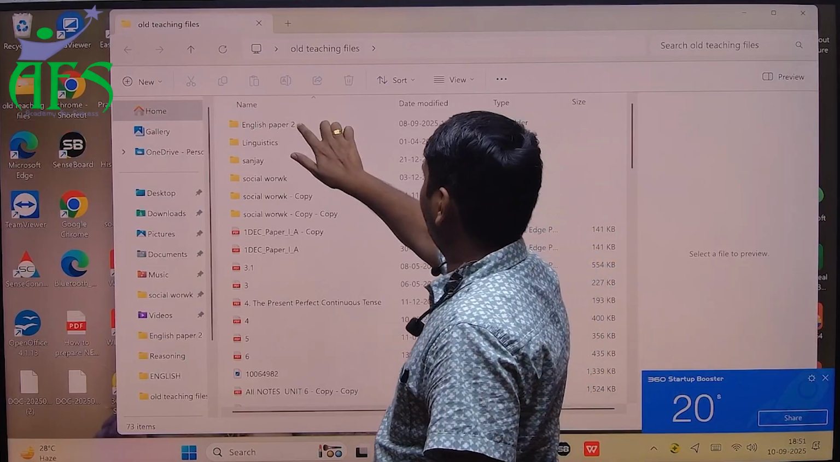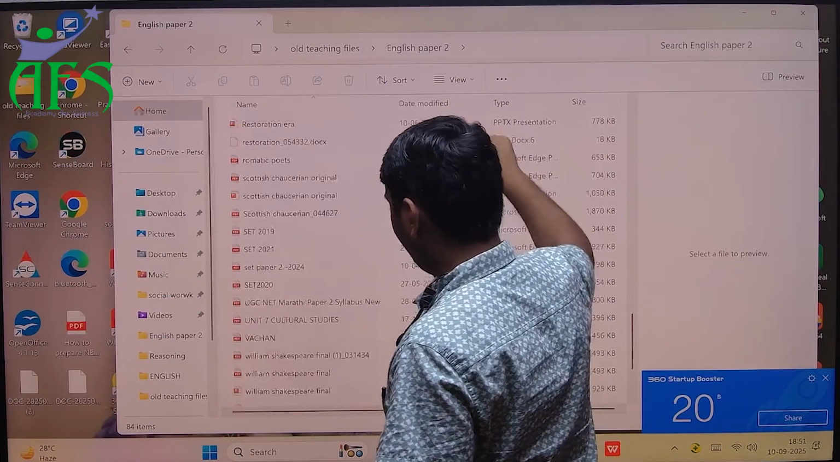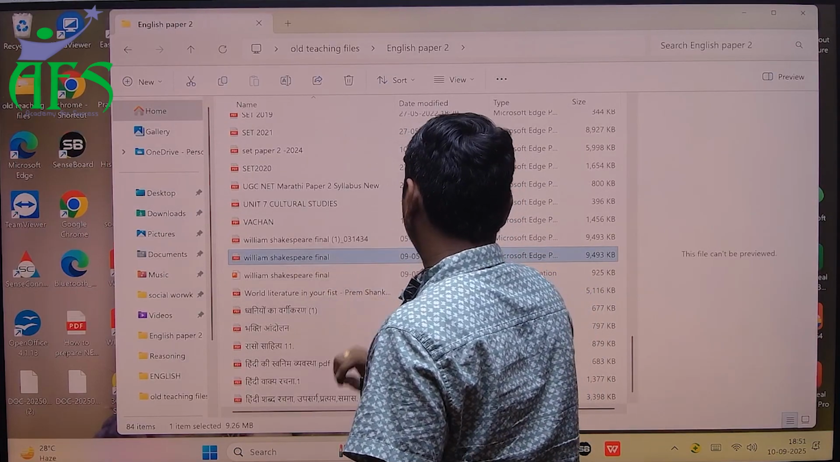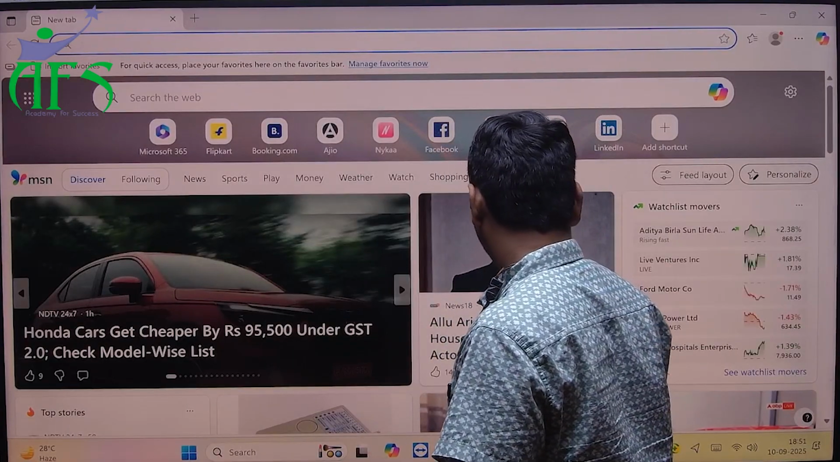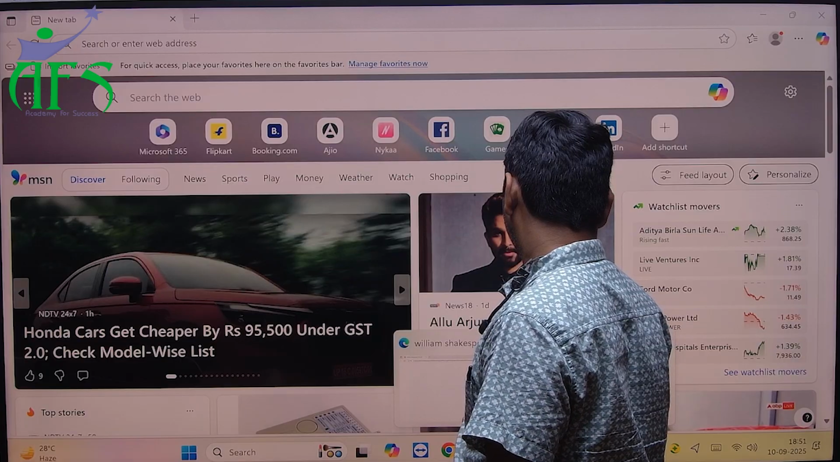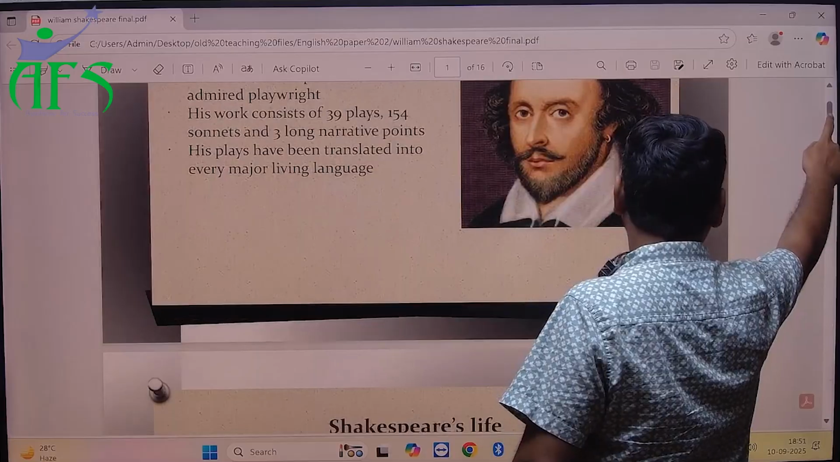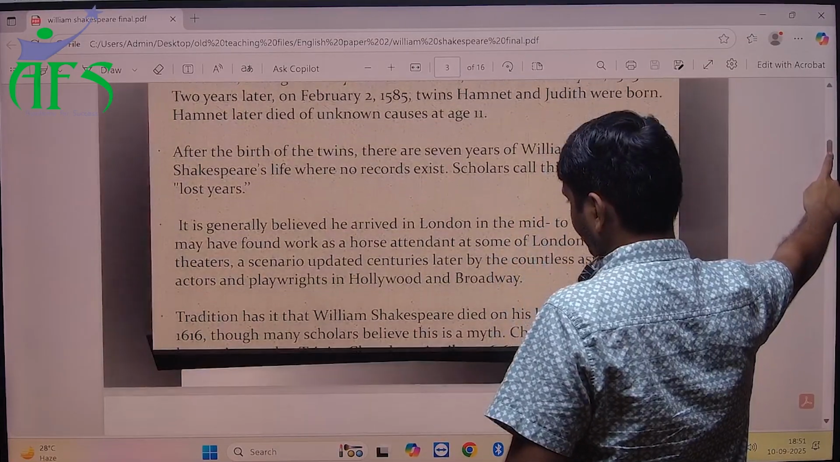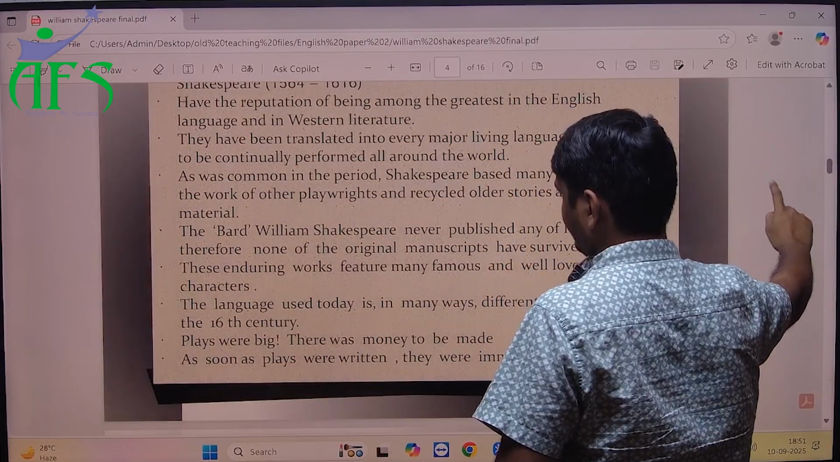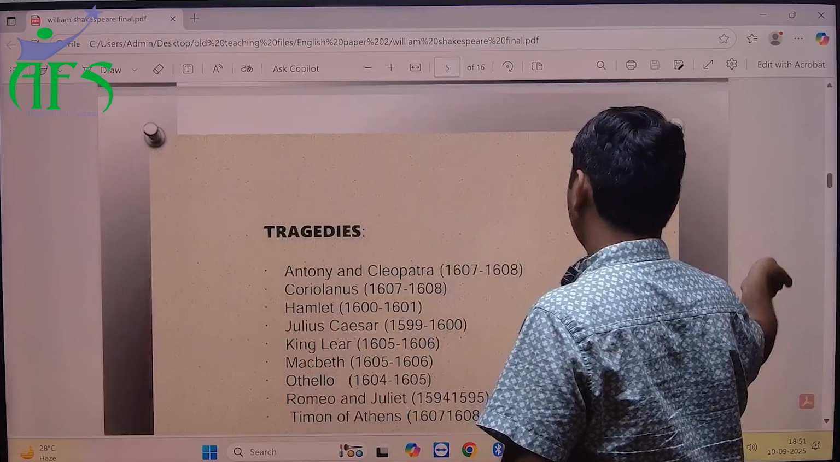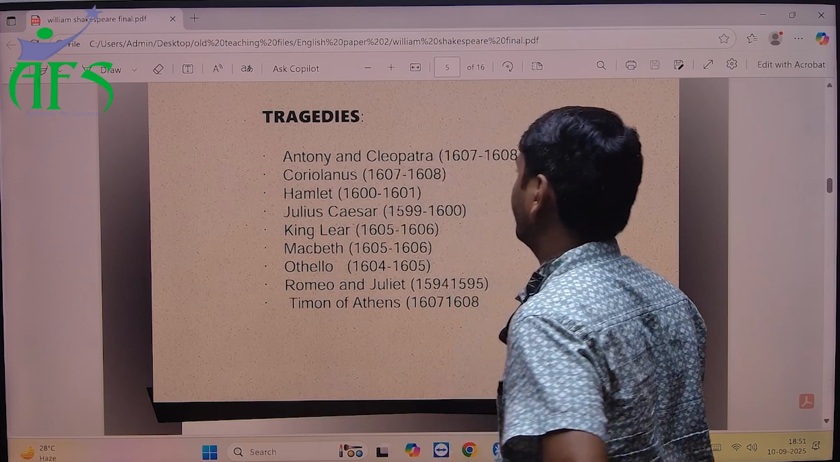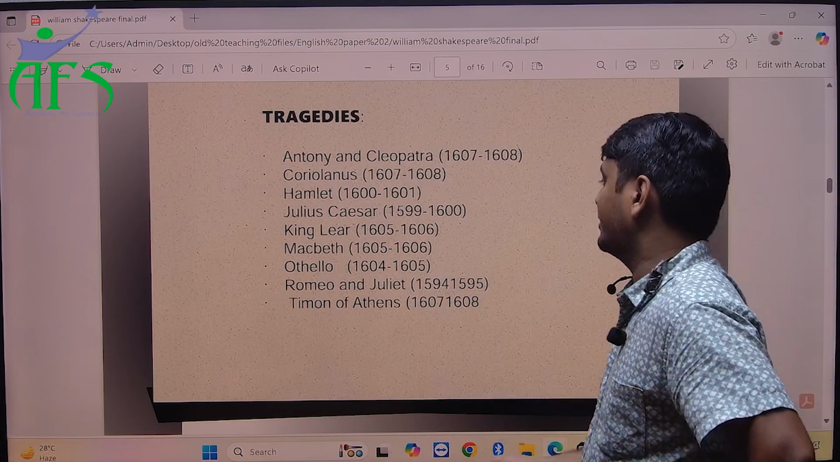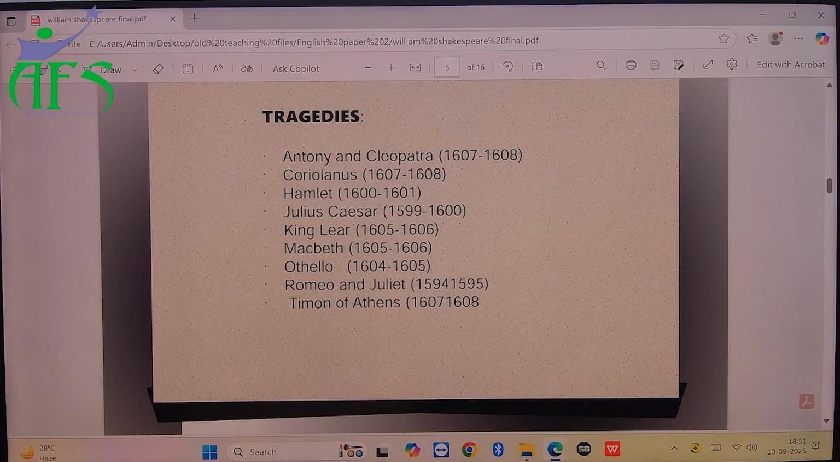So we are talking about William Shakespeare. These are the tragedies written by William Shakespeare. These are the names: Antony and Cleopatra, Coriolanus, Hamlet, Julius Caesar, King Lear, Macbeth, Othello, Romeo and Juliet, Timon of Athens. And these are the time frames of it.